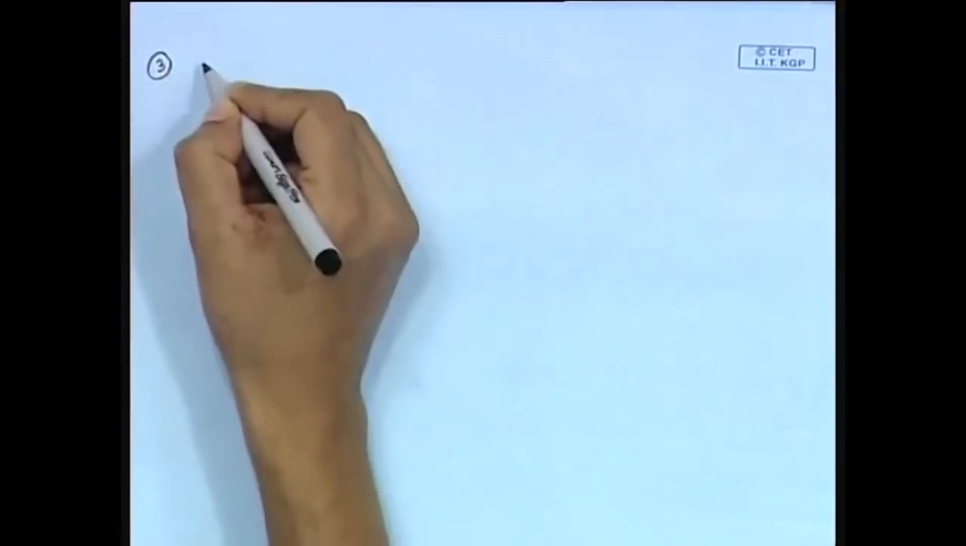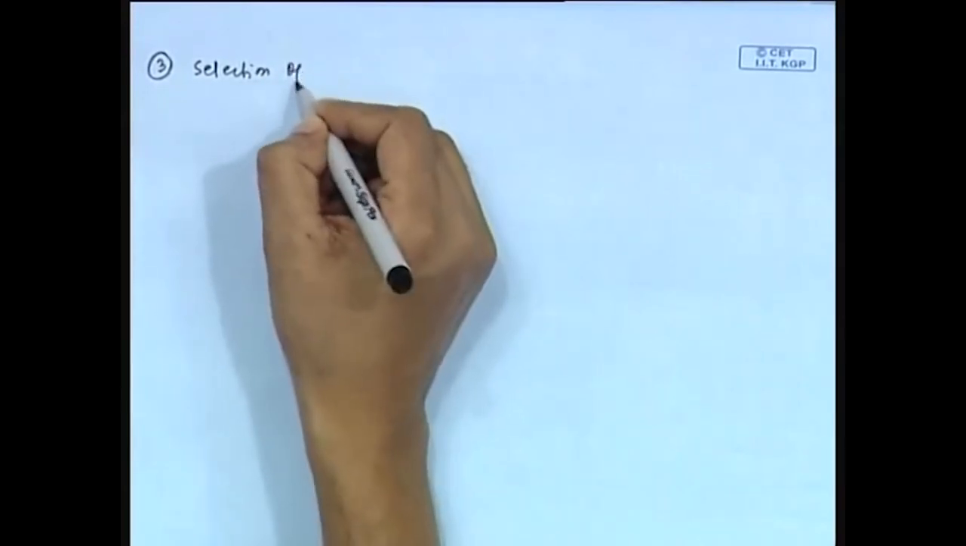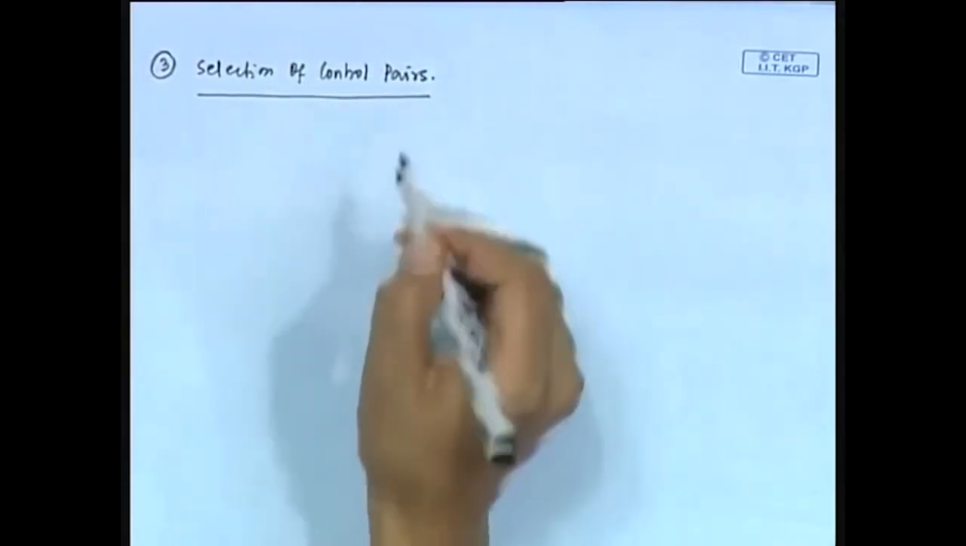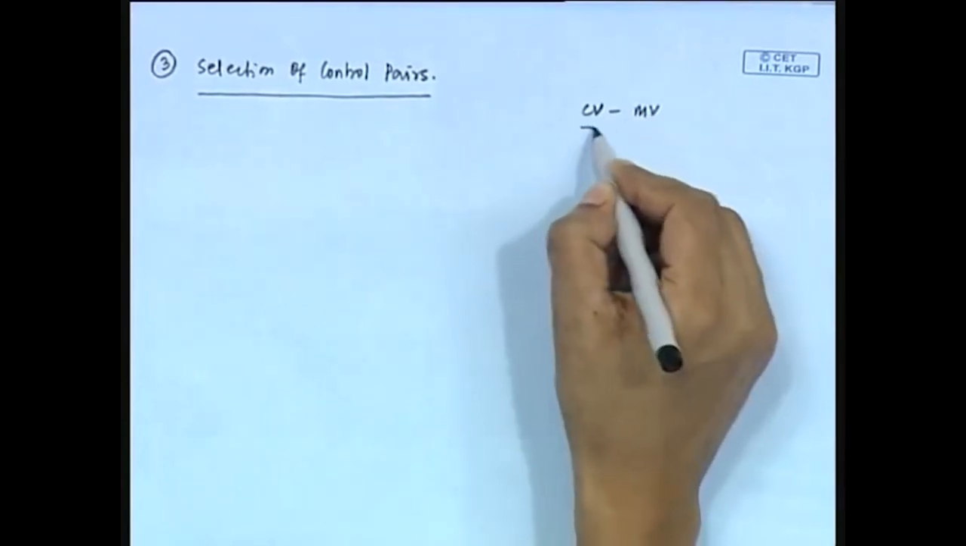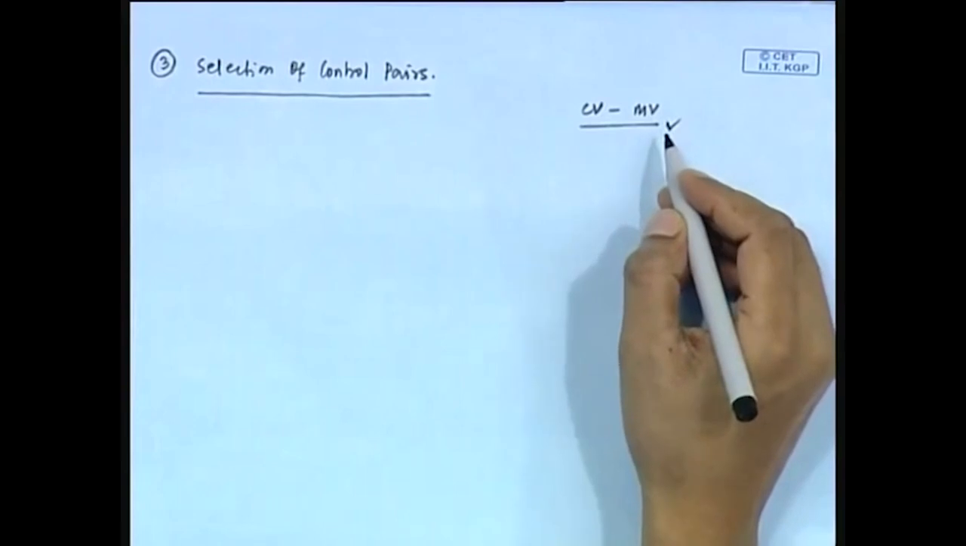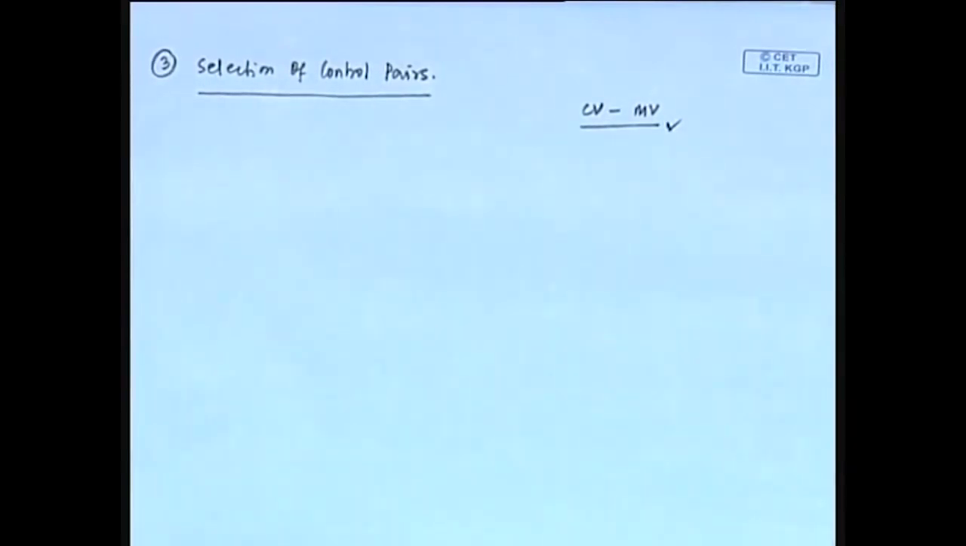The next purpose is selection of control pairs. We have taken few examples and we have discussed the control variable and manipulated variable pair. But this control variable and manipulated variable pairs we can select by knowing the model of that particular process. Fine. So, if we know the model of a particular process, we can determine the pair between control variable and manipulated variable. So, for this purpose also we need the process model.